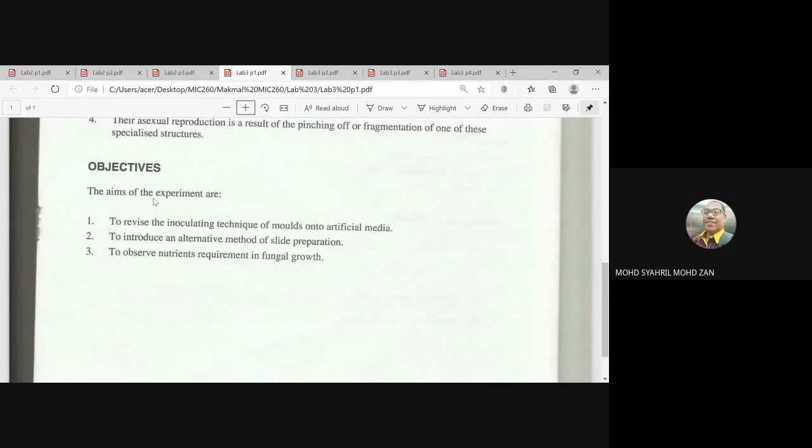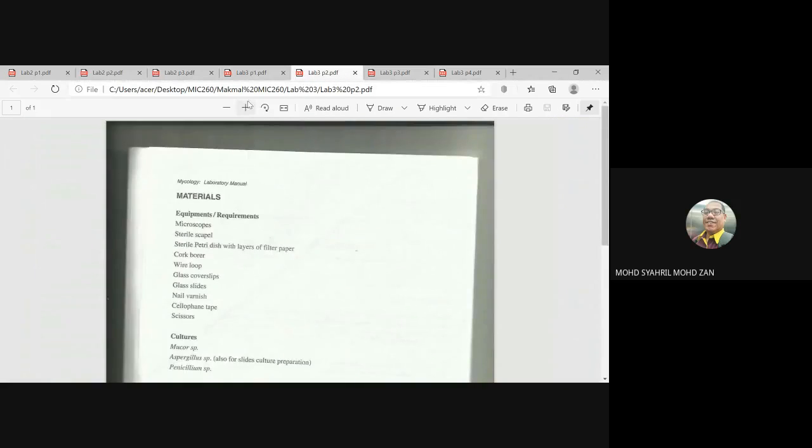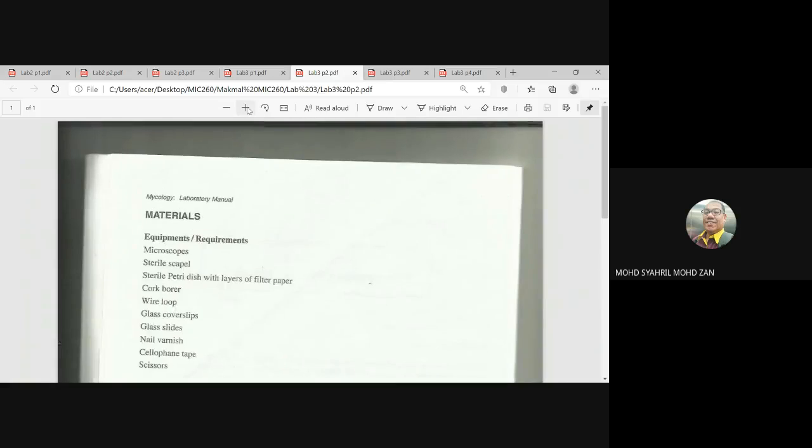So what's the objective for the experiment? Number one, to revise the inoculating techniques of mold onto artificial media. Introduce an alternative method of slide preparation. And then last one, to observe nutrient requirement in fungal growth. Okay. So what are material that we use in the experiment?